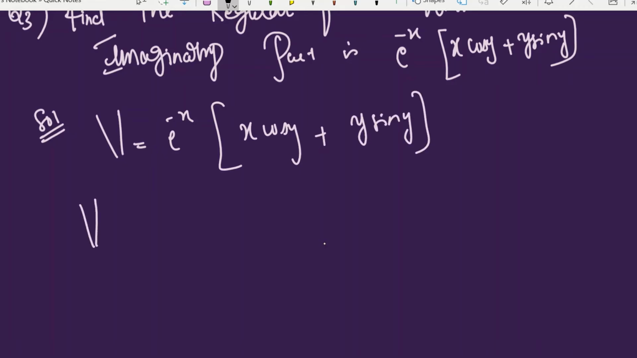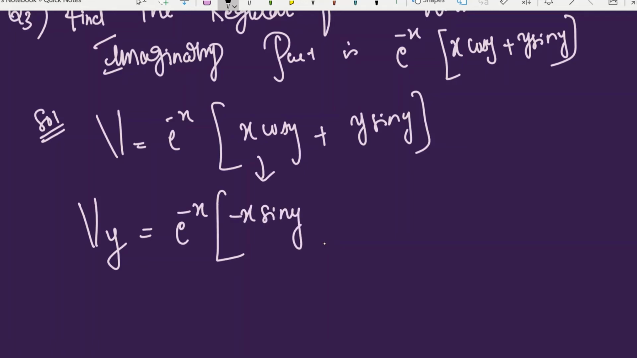So for v, if the imaginary part is given, you should differentiate v with respect to y, because phi 1 is from v y only. Now differentiate with respect to y: e power minus x is constant, here x is constant, cos y differentiation is minus sin y, plus here we can use the product rule, y cos y plus sin y into 1.